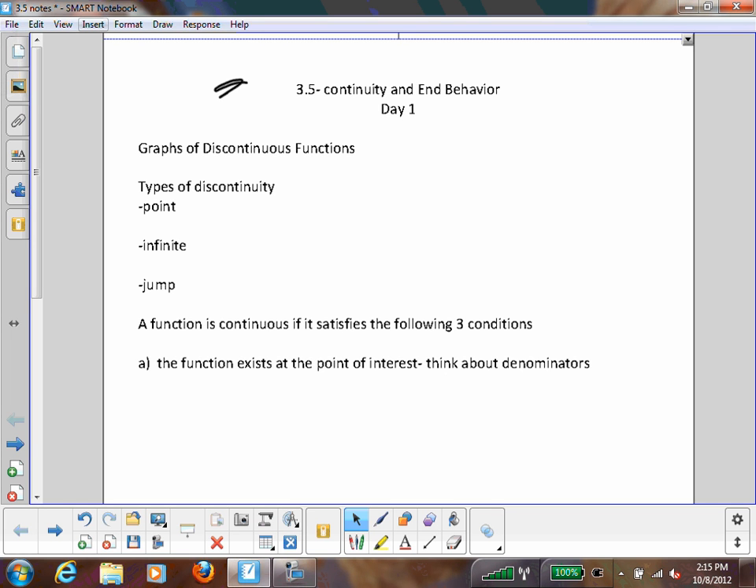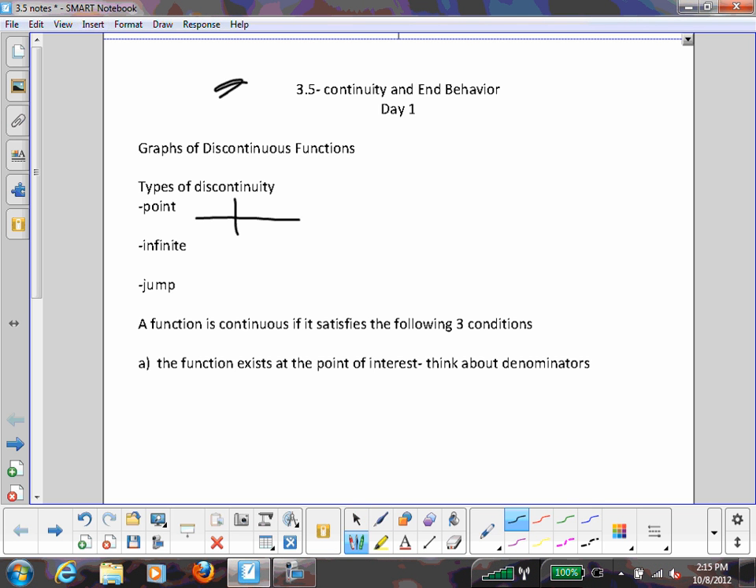Okay, so we're going to talk about different types of discontinuity. The first one is point. All right, so if you've got a graph, we had piecewise functions where we did this. A graph that might look something like a solid here, and then it jumps up and goes in another direction. It's considered a function because it passes the vertical line test, but it's discontinuous at a certain point, at whatever that point is.